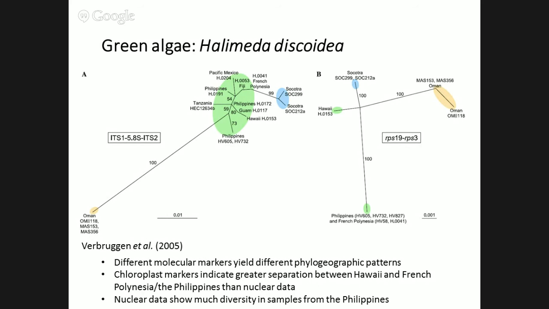And so it's not uncommon to find this, but it's a reminder that people that are studying these kinds of patterns need to be cognizant that you do sometimes uncover slightly different patterns depending on the kind of data that you're using. What he found is that the chloroplast markers showed much greater separation between Hawaii and French Polynesia in the Philippines than the nuclear data did, so a different pattern. And similarly, the nuclear data showed much greater diversity in samples than you find from the Philippines.